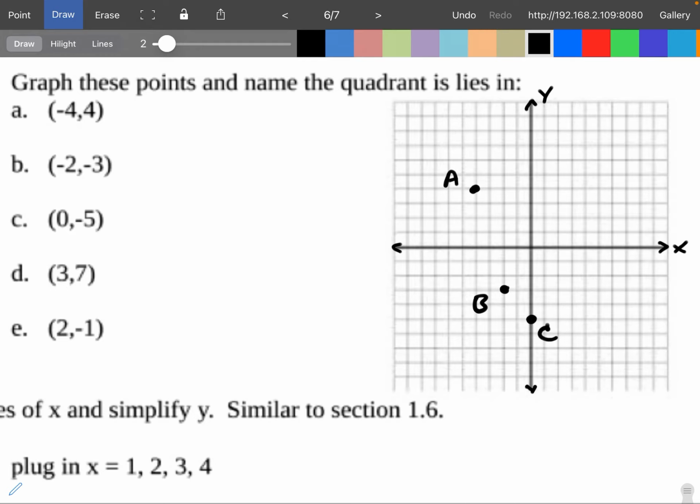Now the part I've been forgetting here is we're supposed to say what quadrant these points are in. I forgot to do that. So A is in which quadrant? 2. So you're just going to write up here by the point A, you're going to write Q2 like that. So point A is in quadrant 2. Point B is in which quadrant? 3. Good. So that's quadrant 3. So you write it like that. And then point C is not in a quadrant. What's it on? Good. So for that one, you write y-axis.